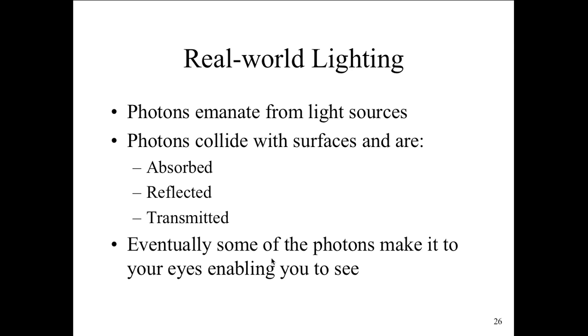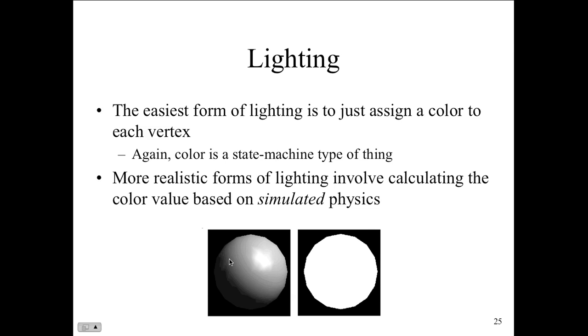So eventually some of the photons make it to your eyes, enabling you to see it. Light provides illumination. In terms of illumination models, the back that's not lit doesn't have to be rendered. We can cut that off completely, because it's black. We're not going to see it, which is kind of interesting.